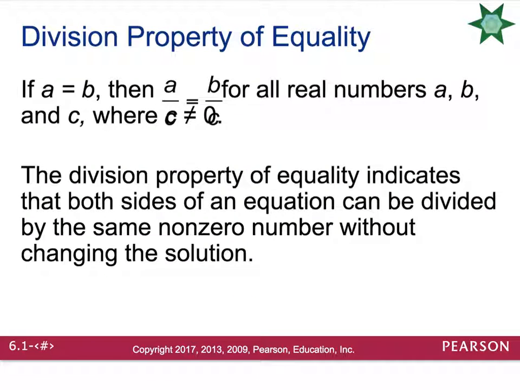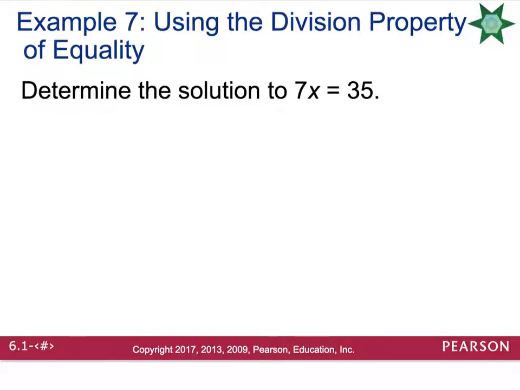The last property of equality is the division property. So this says that you are allowed to divide each side of the equation by the same number. The number is not allowed to be 0 though. As long as it's the same number, the equation will stay balanced. So if I was trying to solve the equation 7x equals 35, my x is being multiplied by 7. The opposite of multiplication is division. So I would divide each side of the equation by 7, which would isolate the x and tell me the solution is 5.